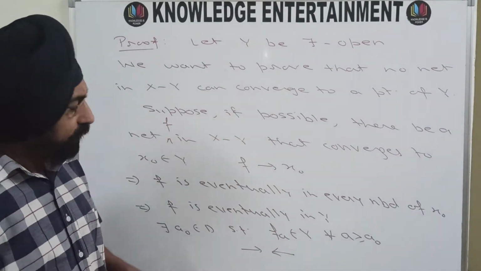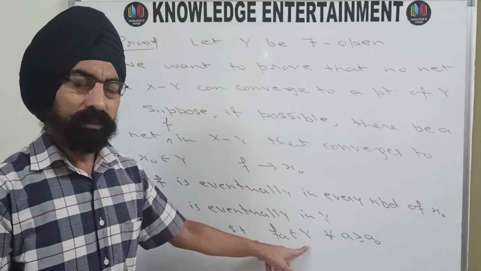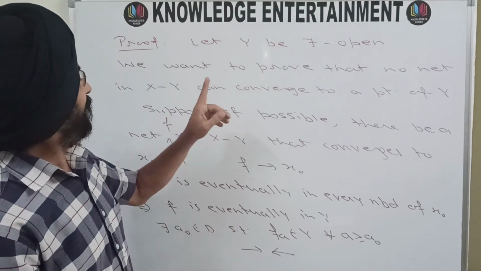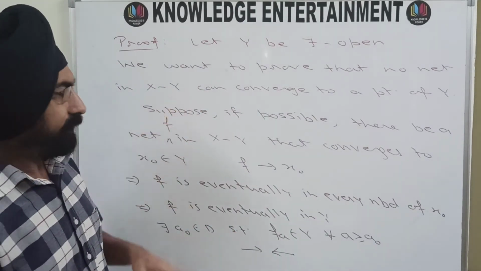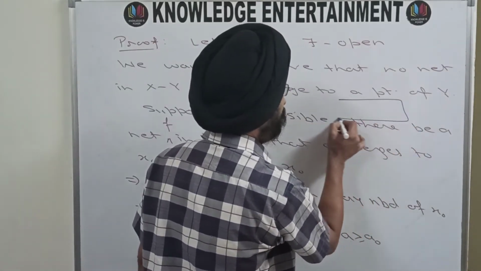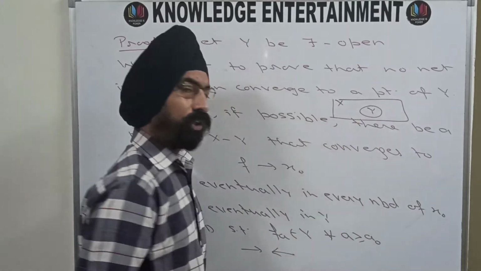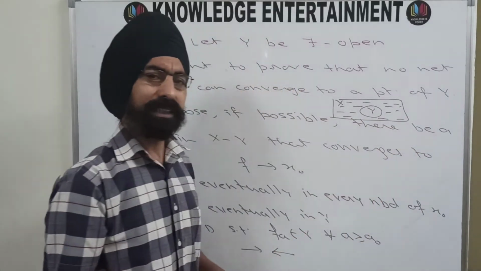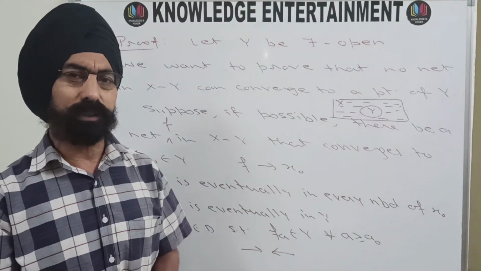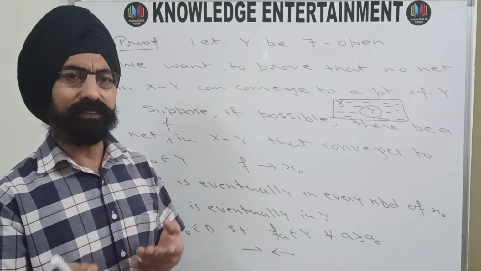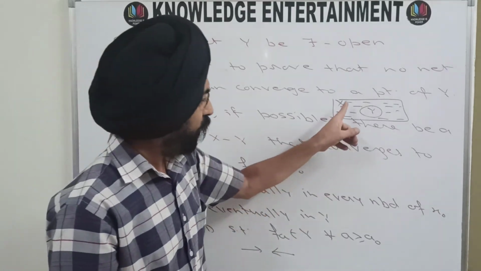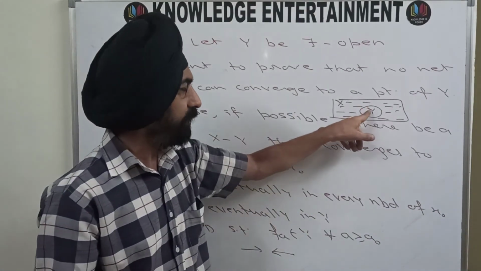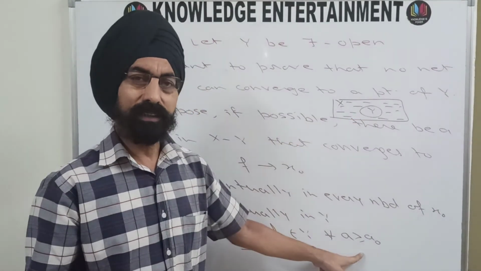Why? Because you are saying that fa belongs to y after some stage. After some stage, each and every fa is belonging to y. But your net is in x minus y. Look into this picture. Here it is your x, it is your y. Your net is in x minus y. That means your net is here. Net is here means all the images are in this portion, the dotted portion. FA1, FA2, FA3, FA1 million, FA2 million, everyone. All the FAs are in this dotted region. And here you are saying that FA belongs to Y after some stage. This is a contradiction.